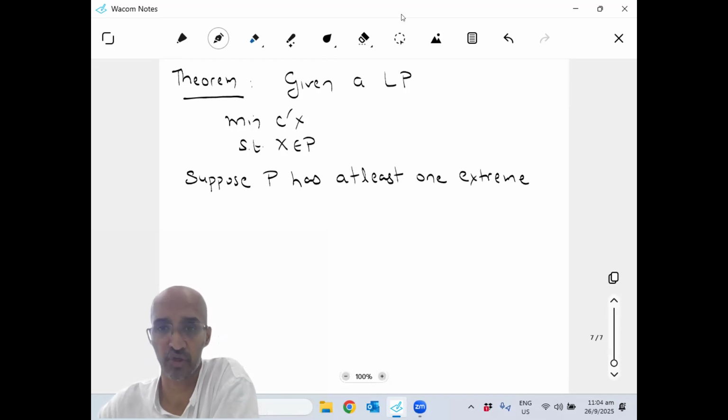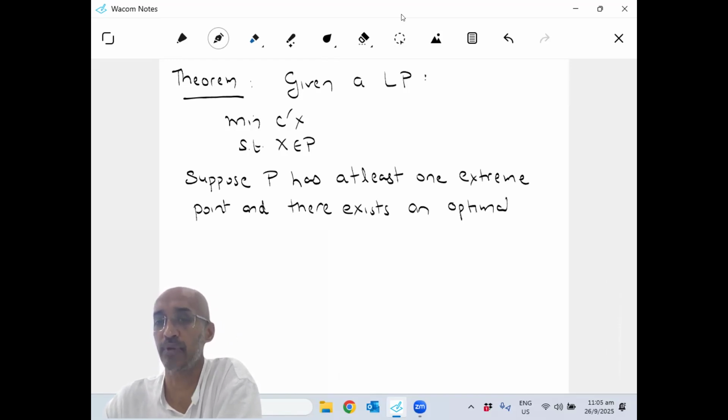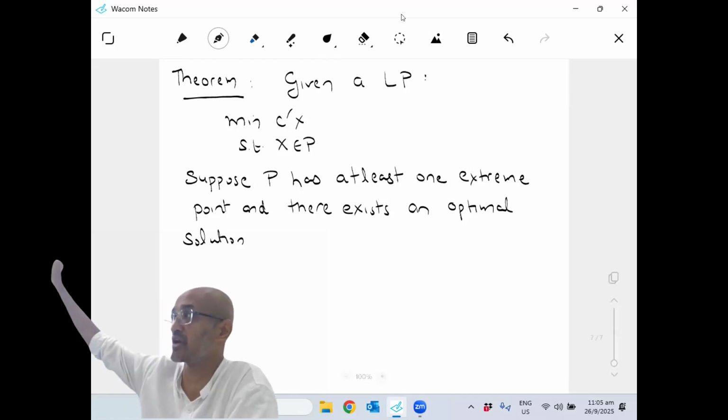So of course P is a polyhedron. Given an LP, P is a polyhedron. Suppose the polyhedron P has at least one extreme point, and there exists an optimal solution. Remember, LPs can have unbounded solutions, right? You can go off indefinitely.